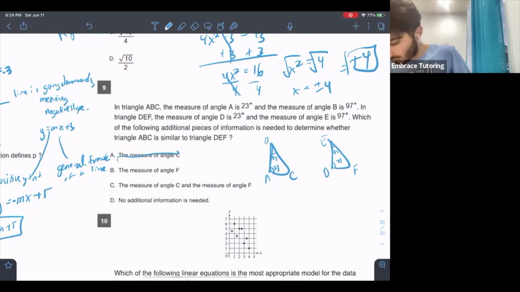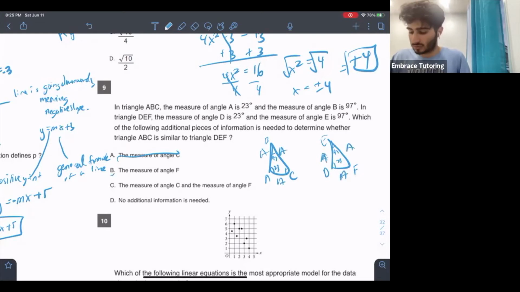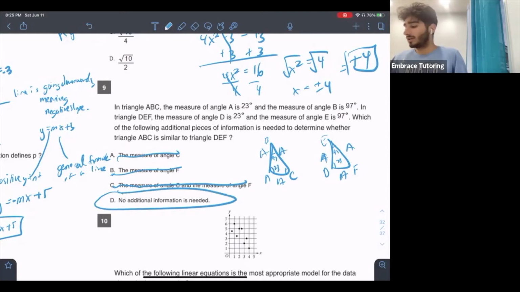You don't need to know the measure of angle C because you can calculate it, and then that would give you an angle. And since they're equal, they would give you that angle. And then the measure of angle F also doesn't need to be given because you can calculate it. And since you don't really need the measure of angle C and F, no additional information is needed to determine whether triangle ABC is similar to triangle DEF.